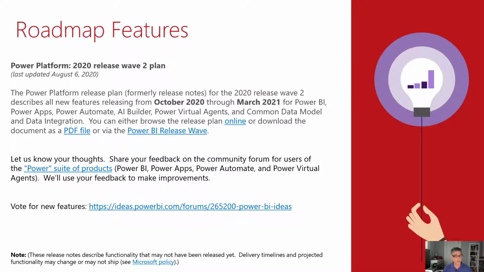And finally, be aware of the roadmap features. This is another great thing. Microsoft is very transparent in what they're working on. So you can go to this release plan that shows you all the things they're working on, all the way up to March, so many months in advance. This can be viewed through an online PDF or through a release wave that allows you to search for features and click on them to get more details of what is coming down the pipe.